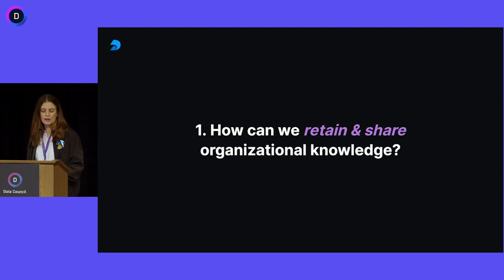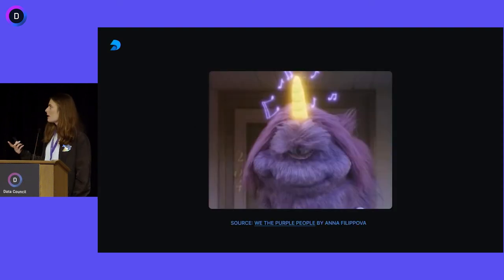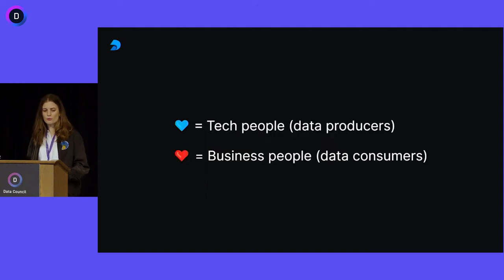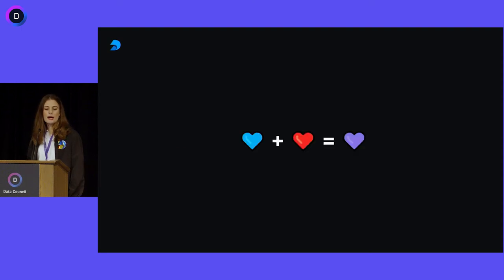I didn't have a good way to talk about this for the longest time until this article came out by Anna Filipova last year, where she's talking about this notion of purple people. The metaphor she's making is that you have the blue people who are people wearing the tech hat, and then there are some red people who are the business people who are, let's say, data consumers. And when you combine these two, there's a rare breed called purple people. And purple people, while they are not subject matter experts or T-shaped analysts, can move on a generalist level. They can take the problem at hand and find the right tool to solve that problem.